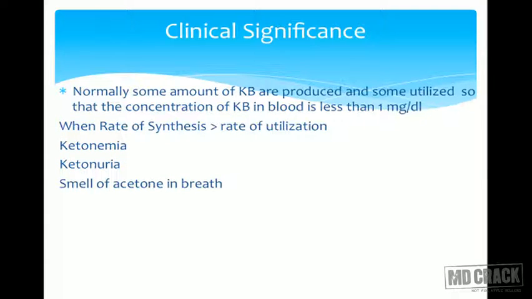Ketonuria, plus the smell of acetone in the breath. The breath, because acetone is volatile, it gets exhaled out. Acetone has got a fruity odor. So these three together, ketonemia, ketonuria and smell of acetone in breath, together form the condition called ketosis.